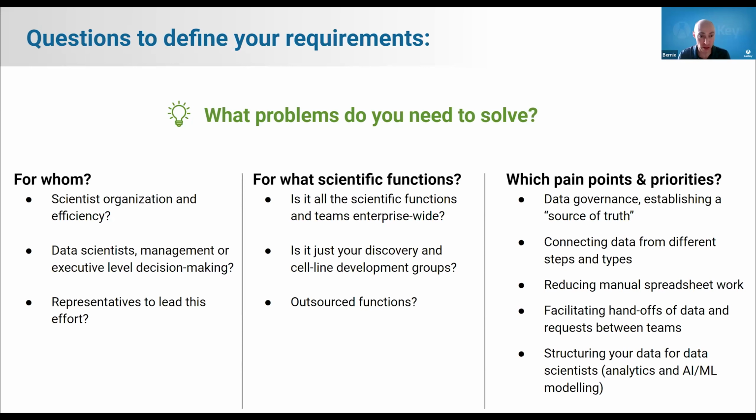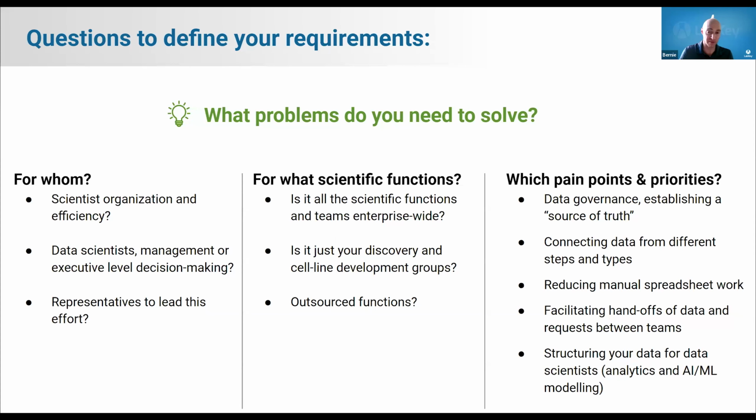So the first question is who? Whose problems are you trying to solve? Who is it going to affect when you make changes? Is it just the scientists and their ability to be organized and efficient? That would be a perfectly good answer. Or is it much broader than that, potentially including those data scientists, regulatory affairs people, management or executives, and others? And furthermore, do you have representatives from those affected groups that can help lead this effort, help make a decision? You might be surprised by just how many people have pain points around their data.